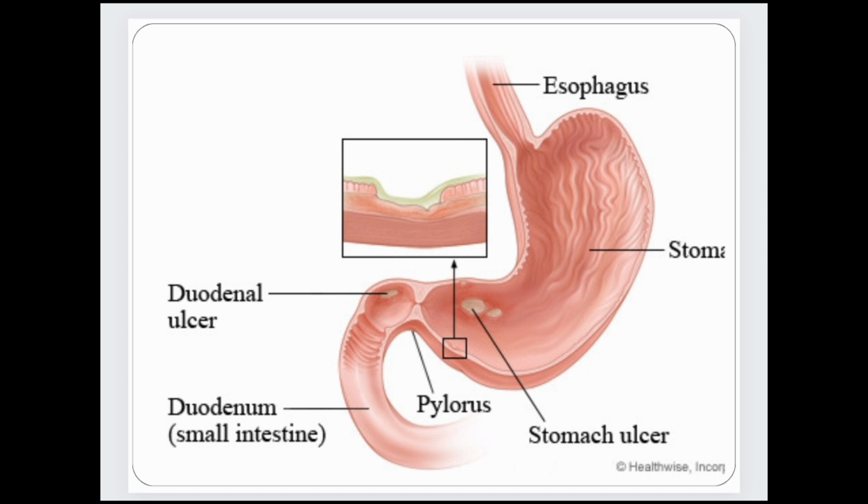So as you can see in this picture, the protective barrier is lost. The acid, which is green in color, has come in contact with the inner tissue, and that is why an ulcer has formed. They have shown it as a stomach ulcer. And when the ulcer is present in the duodenal part of the intestine, then it is a duodenal ulcer.